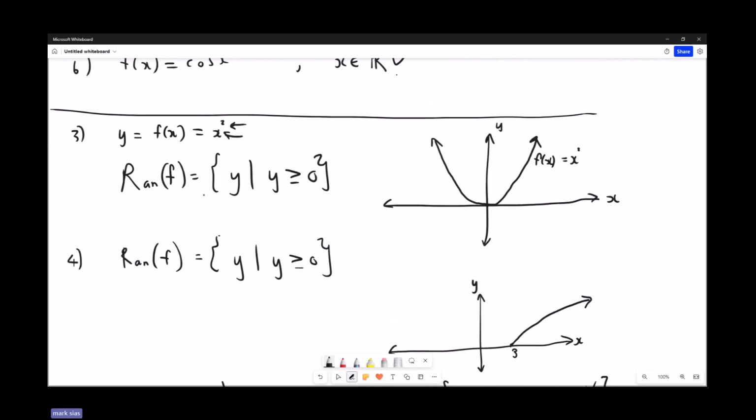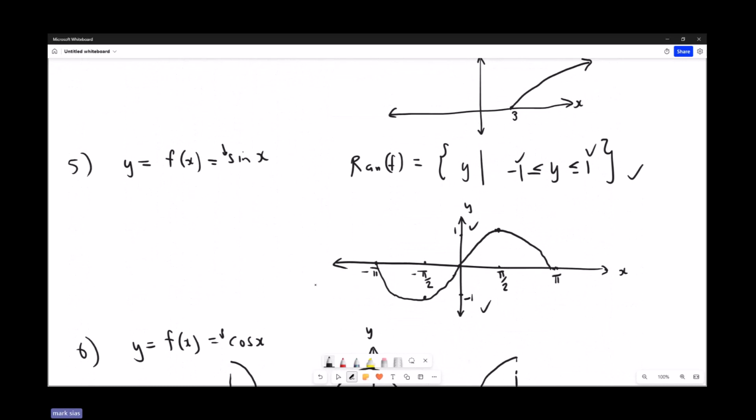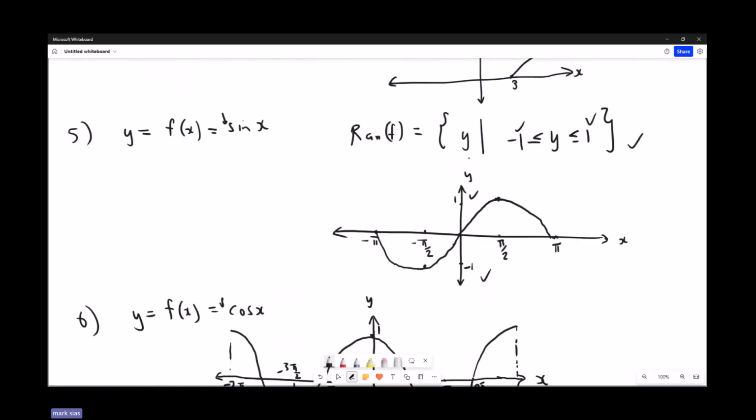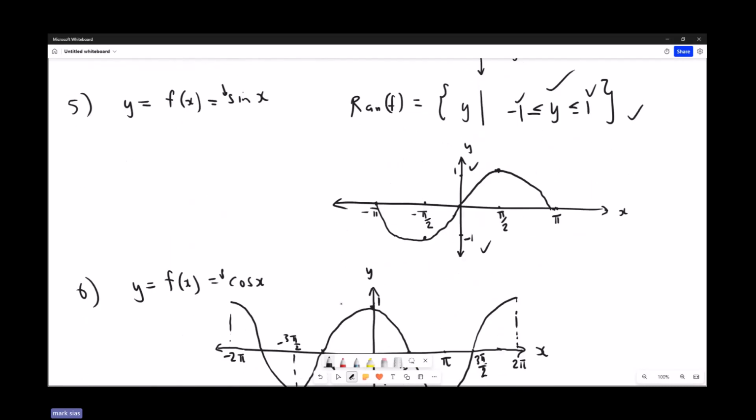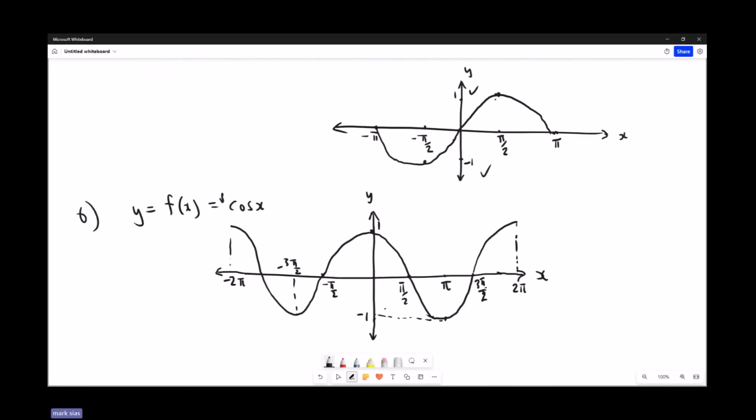Where am I now? This number 5, number 6. For number 6, it shares the same range as sine. You can see there, like sine, here sine is bounded above by 1 and bounded below by minus 1. Cosine is also bounded above by 1 and below by minus 1. So their domains and ranges are exactly similar.